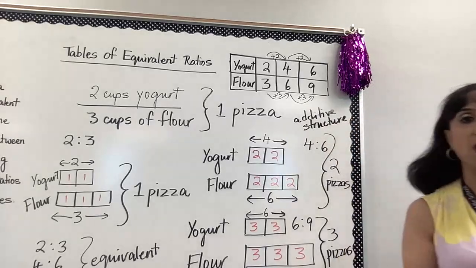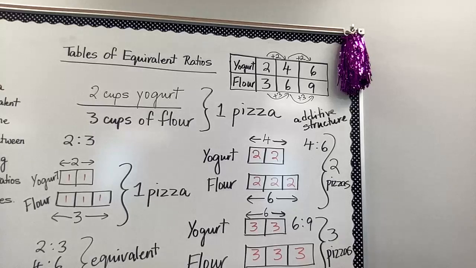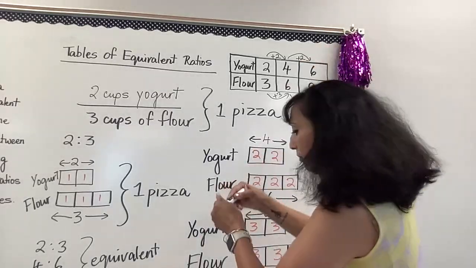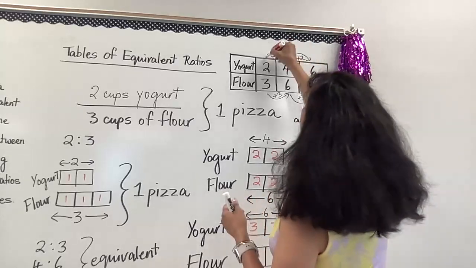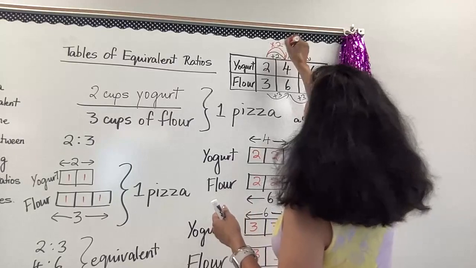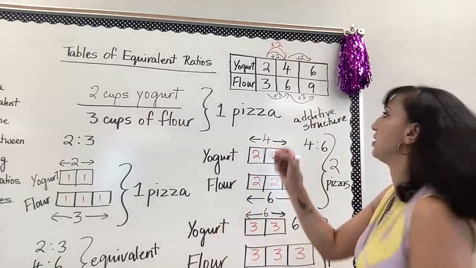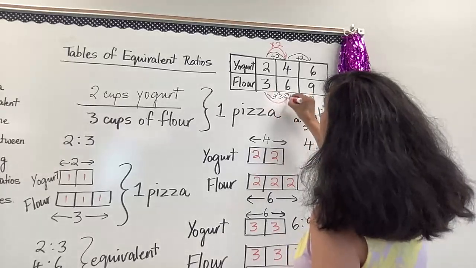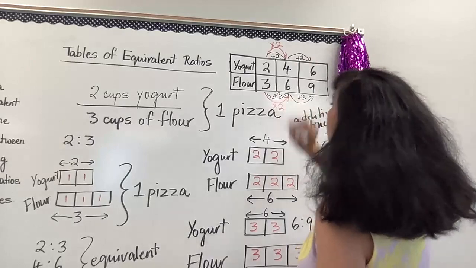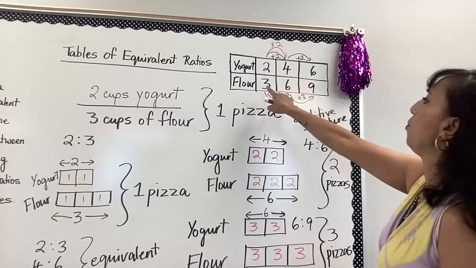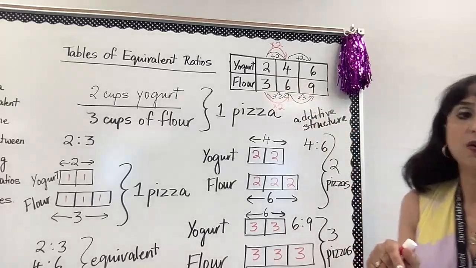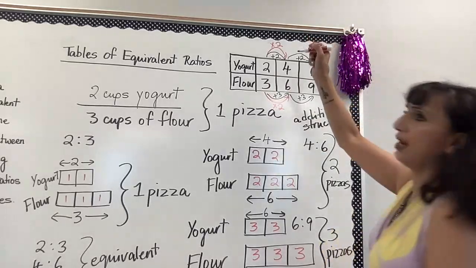And then when I'm talking about multiplicative structure, that basically means that I am multiplying each of the original quantities by the same number to obtain the values in each of the other columns. So if I say multiplicative, let me use a different color to show you. This is times 2. Whatever I do to the numerator, I do the same thing to the denominator. So if I'm doing times 2 there, I'm doing times 2 there. What is 2 times 2? 4. What is 3 times 2? 6.